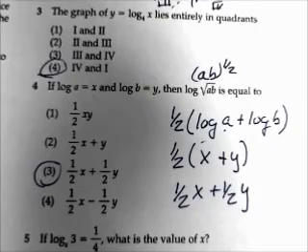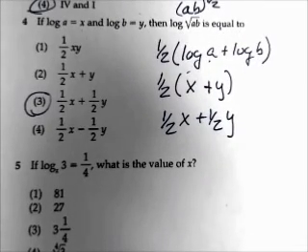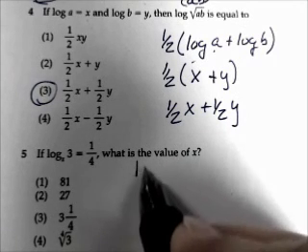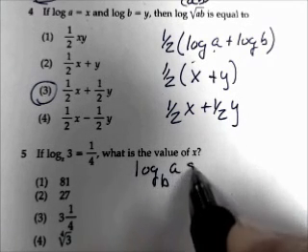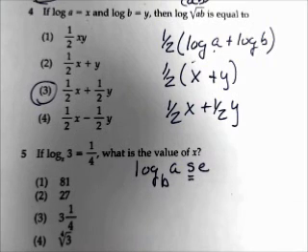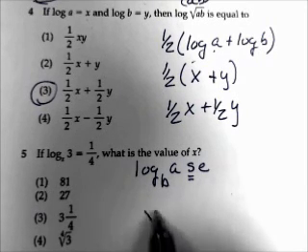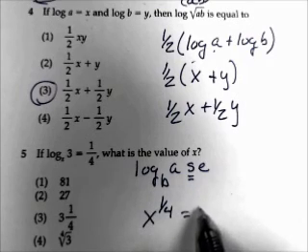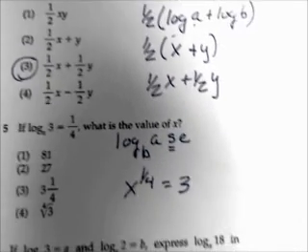Next, number 5. If log base x of 3 equals 1/4, what is the value of x? All right, well, this is log form. Let's switch to exponential. Remember, log base. So our base is x, our exponent is 1/4, and our answer is 3. Now, how do we solve this?